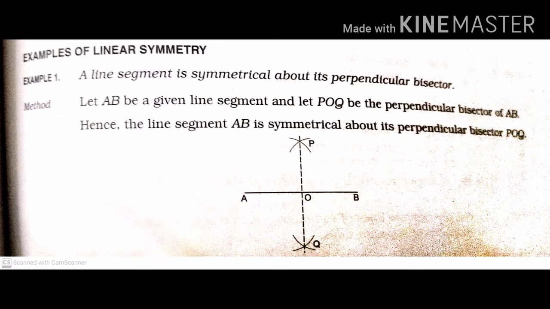And when we are drawing the perpendicular bisector which is cutting this line segment AB through the line PQ, PQ is the perpendicular bisector. So when we measure AO and OB, we will see that AO is equal to OB is equal to 3 centimeter. So a line segment is symmetrical about its perpendicular bisector.